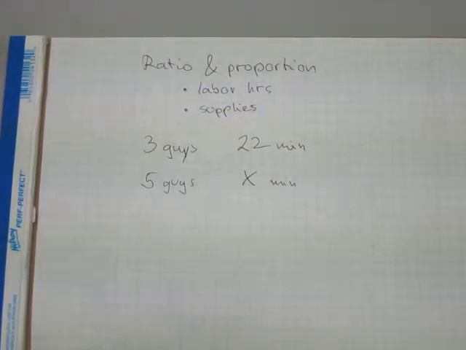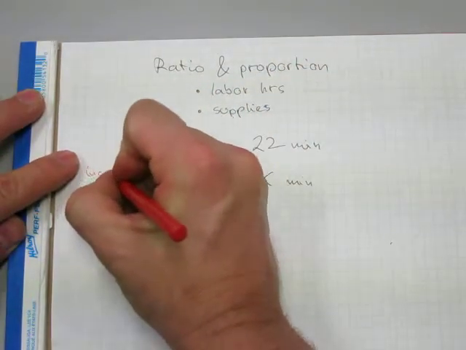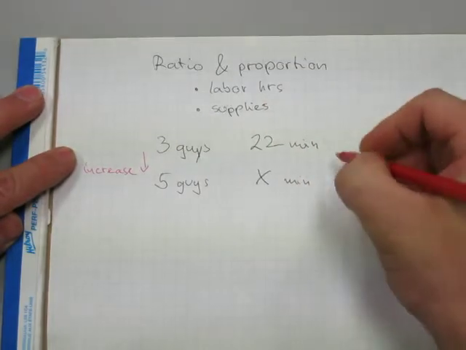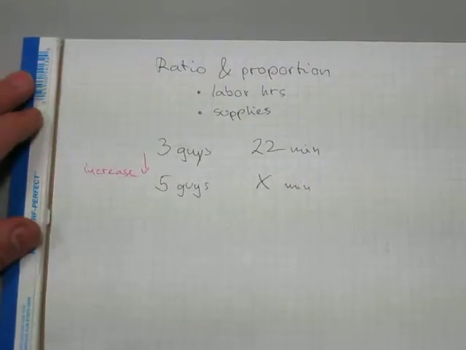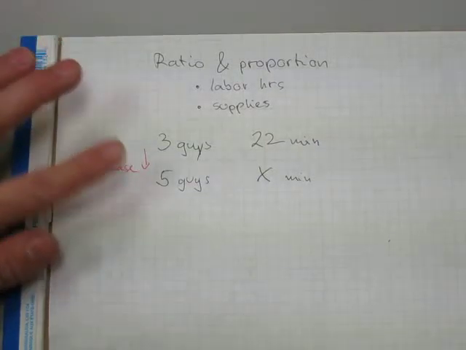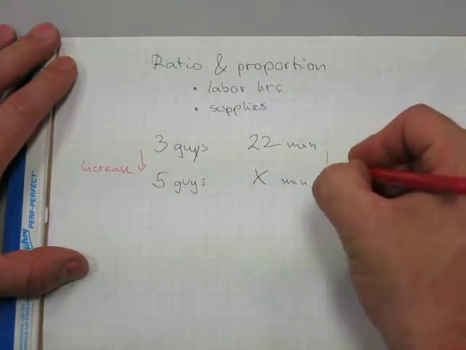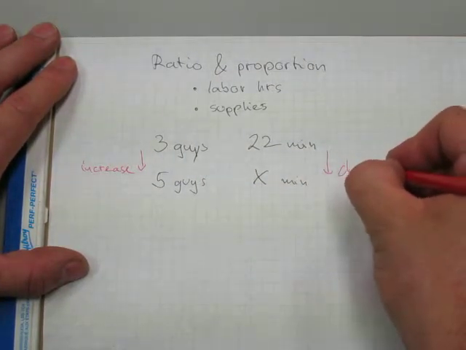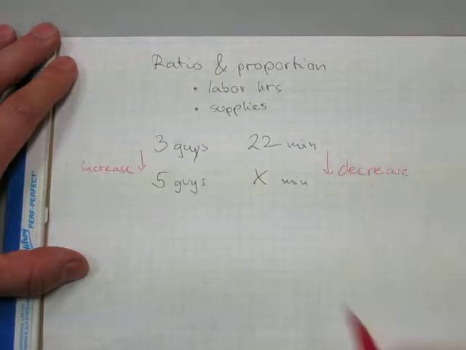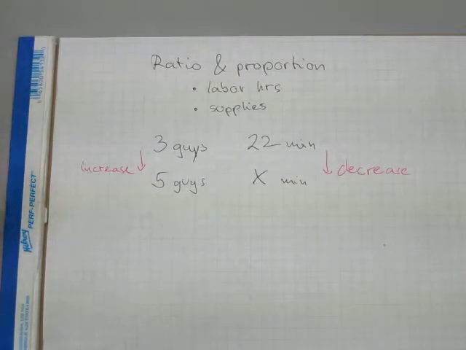Now let's do some thinking before we write it up. Is this a direct or an indirect proportion? Well, with the increase of people, are we expecting the time to increase or decrease? Well, the context and logic dictates that if I put more guys on the task, then the amount of time will decrease, as more people on the task will get it done faster.